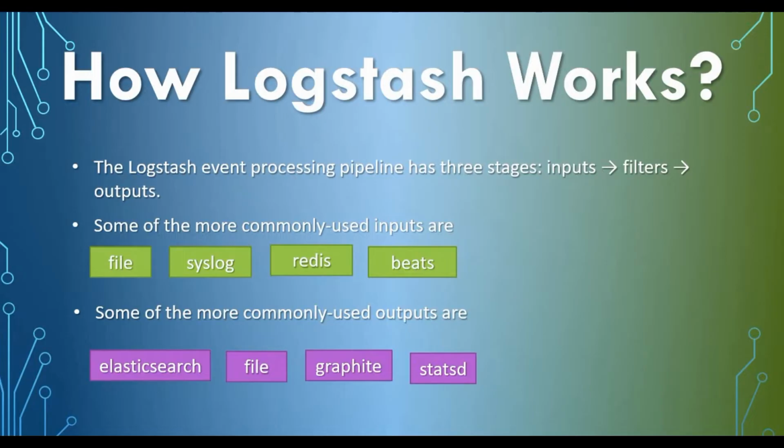Now there are also some commonly used outputs. Elasticsearch we already spoke about, and it can also be sent to a file, which we want to use as an output of Logstash. You can also use other outputs like Graphite or StatsD, or you can have some monitoring like Zabbix or Nagios. So there are different methods you can use along with Logstash.